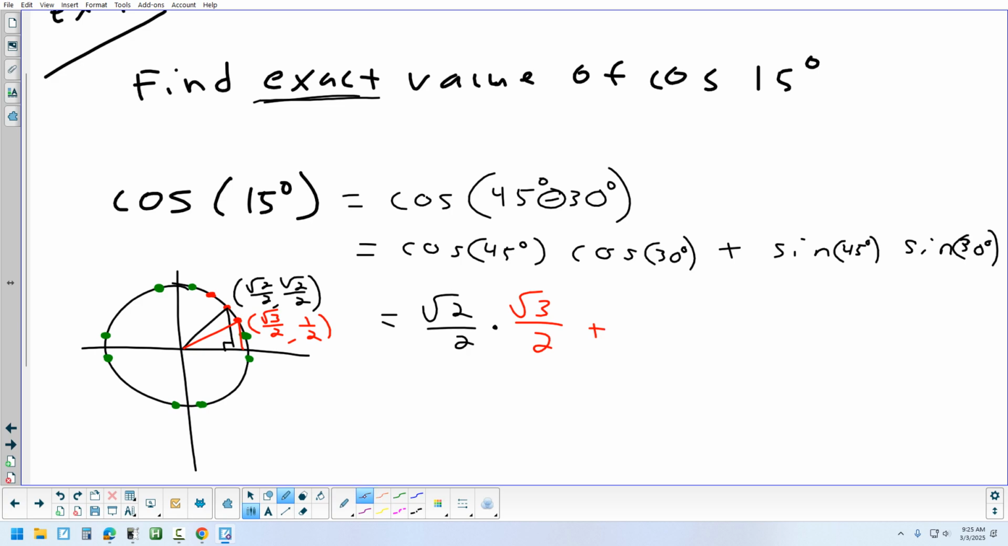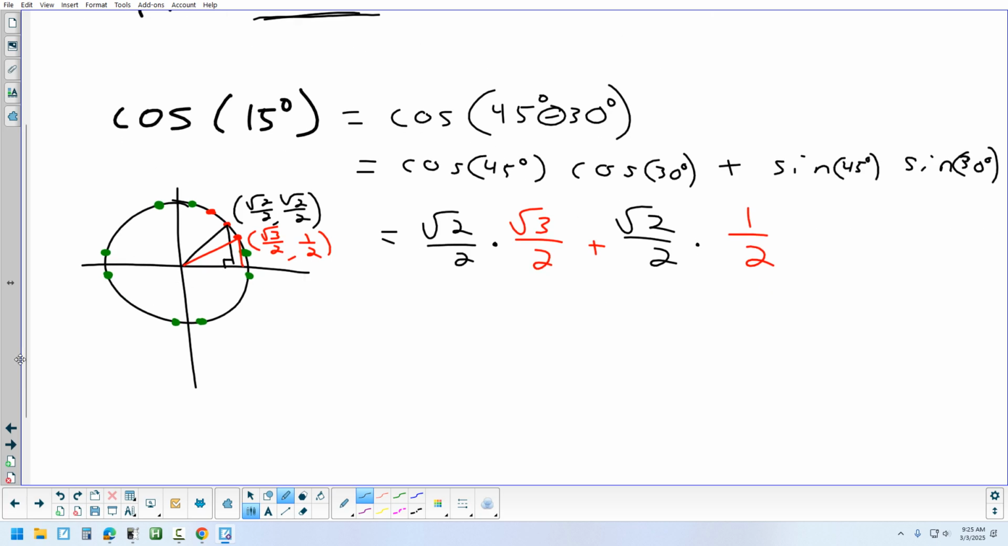All right. How about the sine of 45 degrees? You already got the coordinates, so now instead of looking at the x value, with sine you're looking at the y value. So it's root 2 over 2, times 1/2. At the sine of 30, the y value is 1/2. So now if we do that out, that's the cosine of 15.